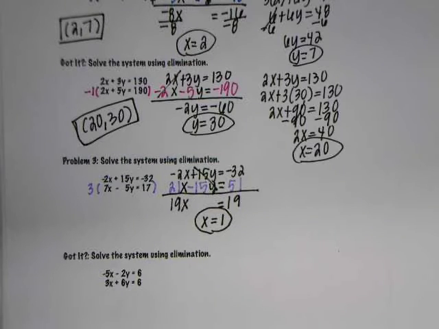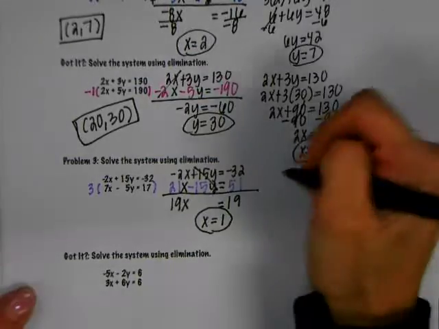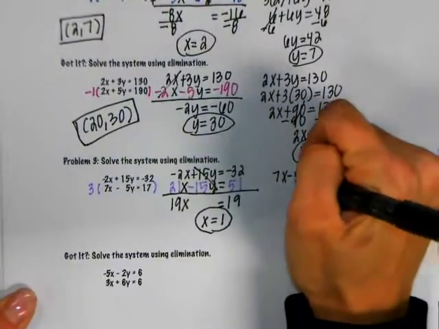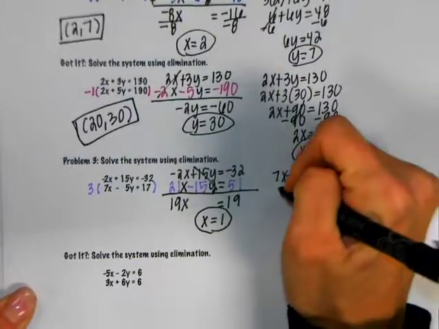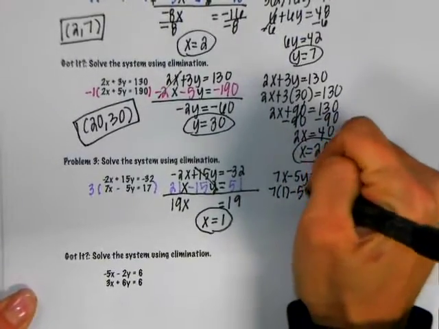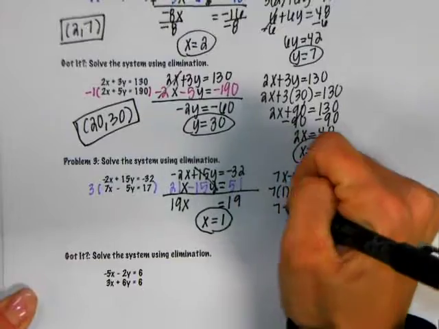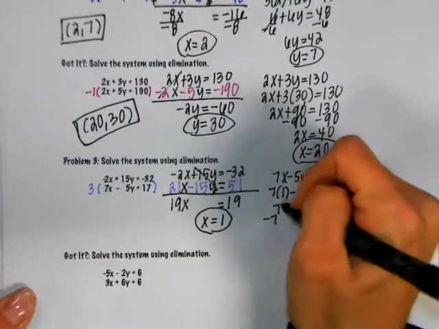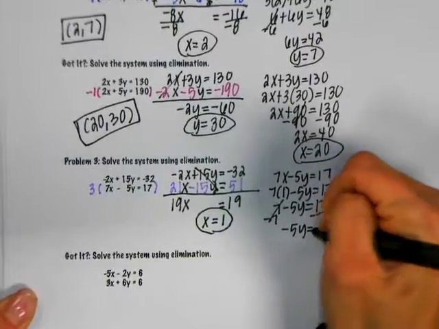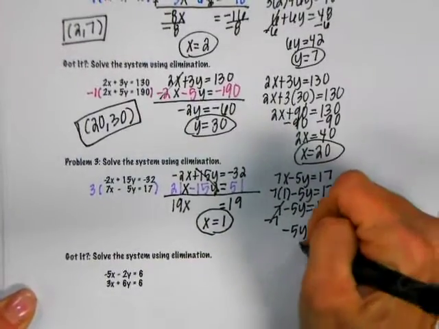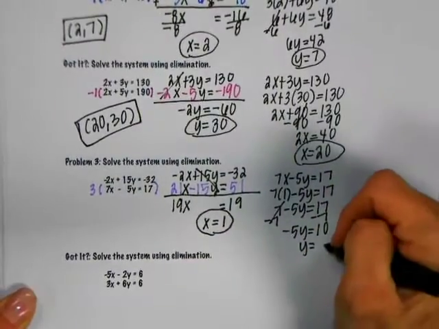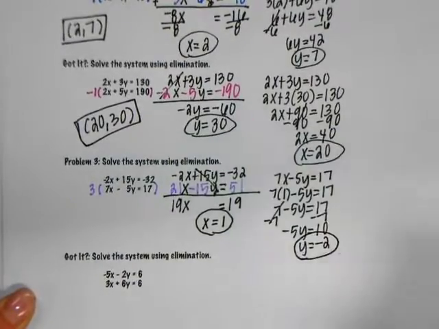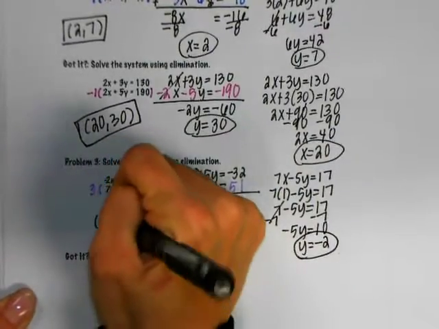Then from here, same thing as always. I'm going to use the bottom original one. So 7x minus 5y equals 17. 7 times 1 minus 5y equals 17. Okay, minus 7. Negative 5y equals 10. So what does y equal? Negative 2. So for your answer there, we get 1 comma negative 2.